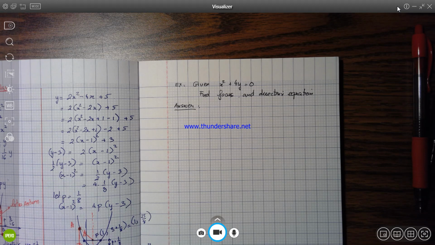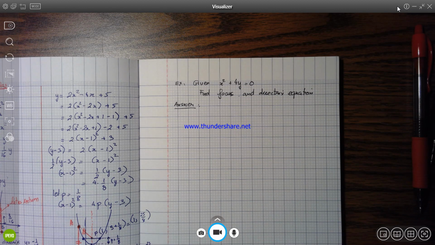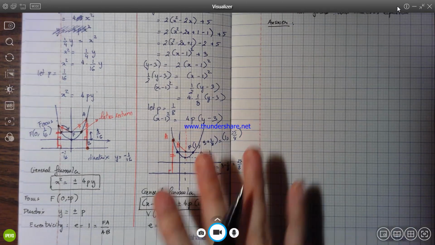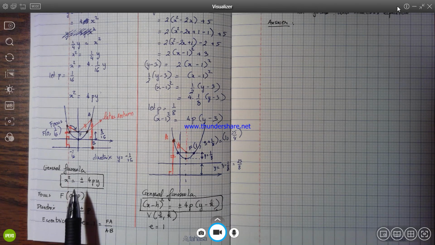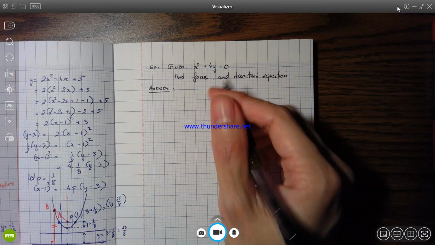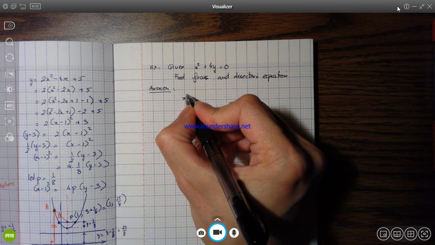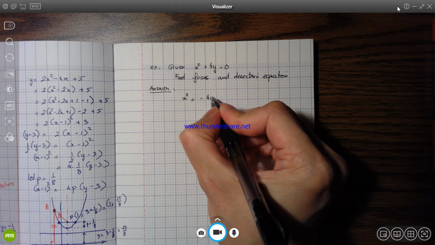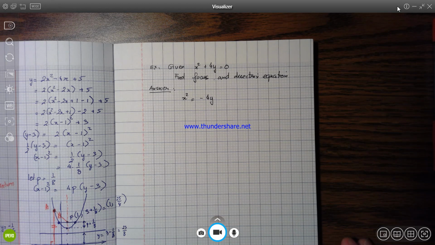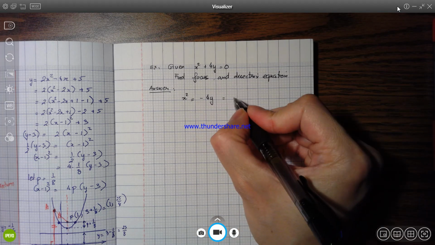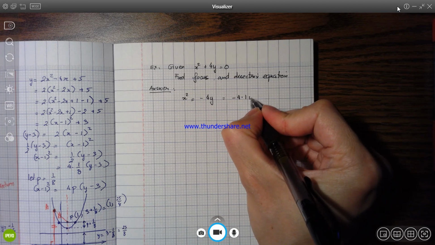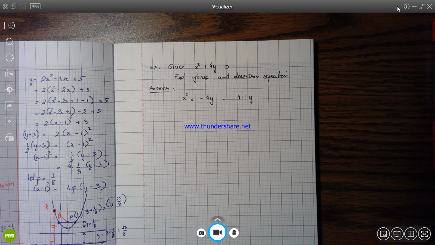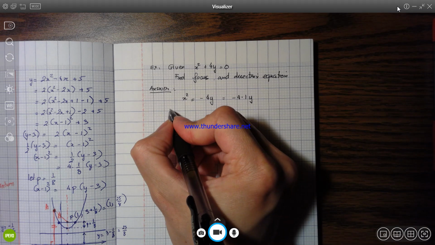Because you recognize right away that it's in this form, I'm going to change it a little bit. I'm going to bring it to x squared equals negative 4y, and the general formula is negative 4py, or positive 4py. In this case it's negative, so I can write it as negative 4 times 1 times y. So p equals 1.